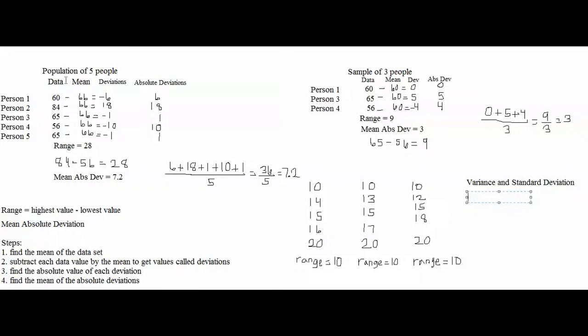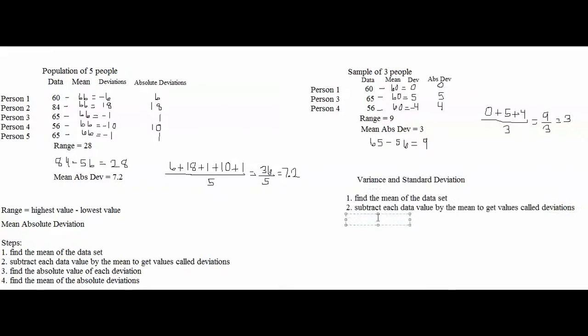Step 1, well actually step 1 and 2 are the same, so I'll just copy and paste them. Step 3 is squaring each deviation, instead of finding the absolute value of each deviation. And then step 4 is finding the mean of the squared deviations. And you actually use an adjusted formula if the data comes from a sample. I'll show you what I mean when we go through the steps.